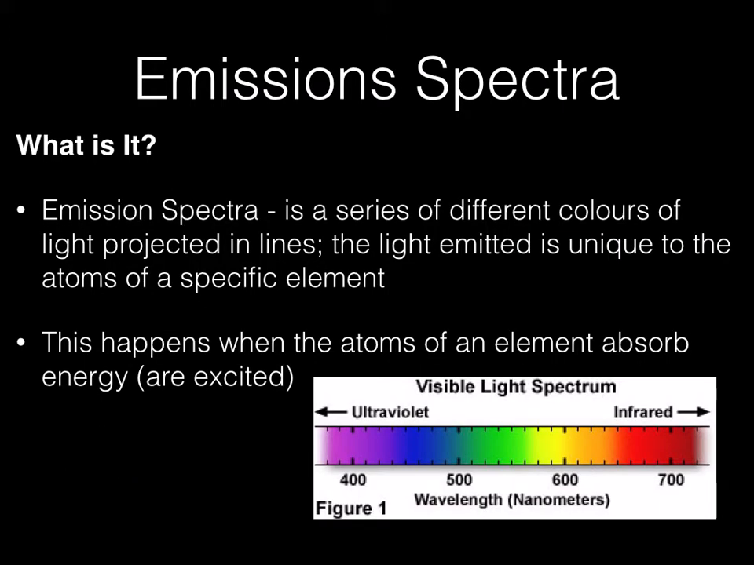The emission spectra is a series of different colors of light projected in lines. The light emitted is unique to the atoms of a specific element. This happens when the atoms of an element absorb energy due to a surge of electric discharge or light. It can be used to identify and discover different elements. They can be characterized by the behavior of their electrons, which is shown through the color lines emitted.